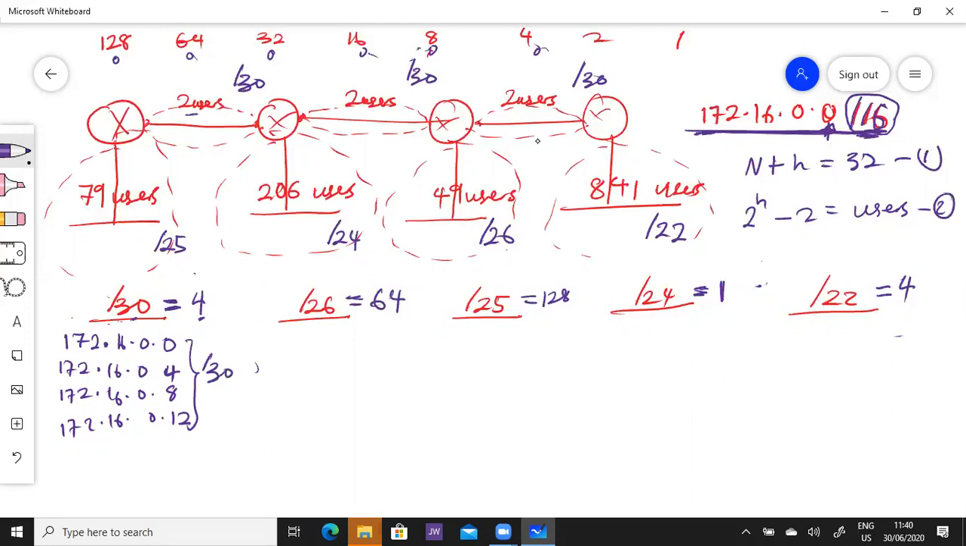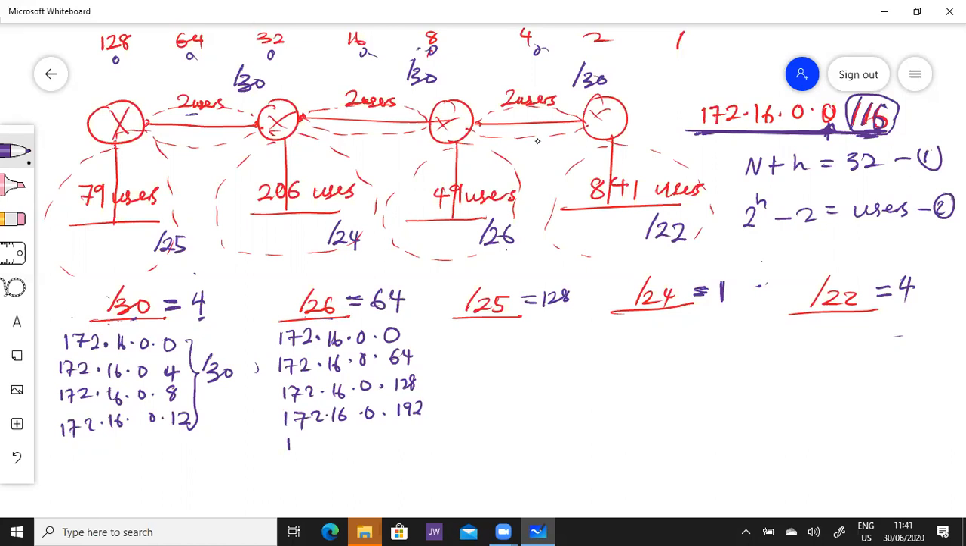/26. Which octet is /26 in? It's in the 4th octet. So the 64 will increase in the 4th octet. So 172.16.0.0 is always 0.0. Then we go to 172.16.0.64, 172.16.0.128, 172.16.0.192.